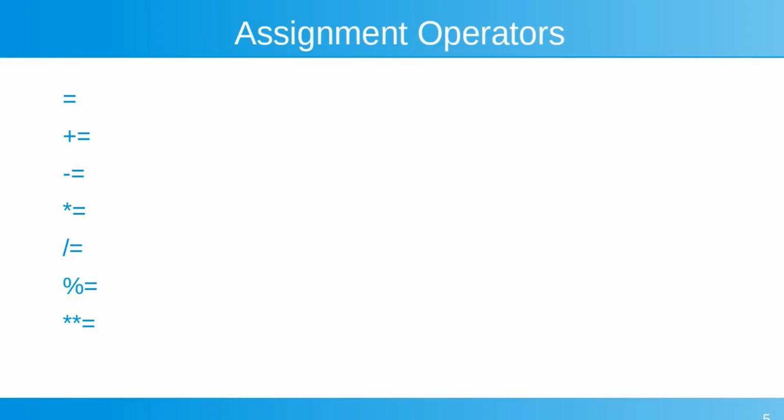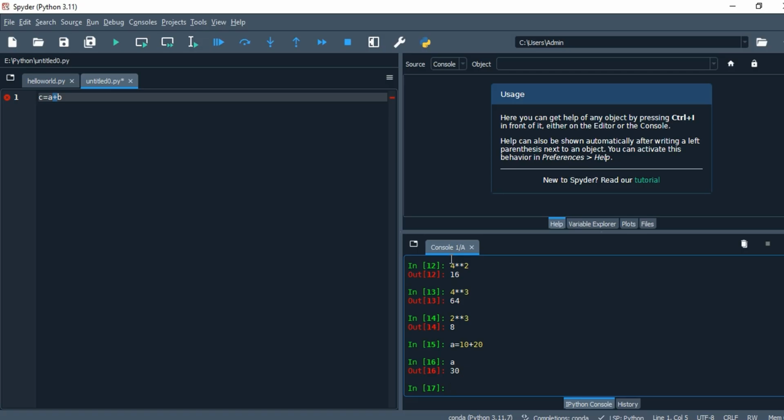Okay, so if we use a plus equal to 10, what this operator represents is, it will take the value of a and add 10 to that, and finally assign the result back to the variable a.